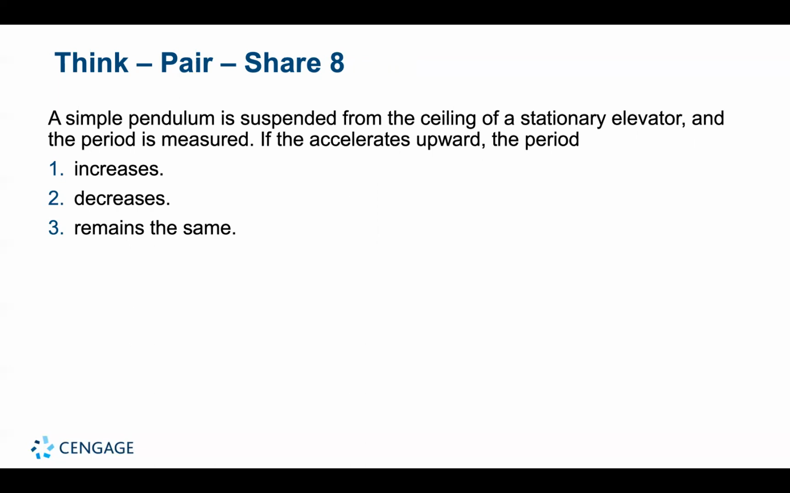So once again, same pendulum in an elevator. And the question is, if it accelerates upward, the period, the answer is, decreases. Accelerating an elevator is equivalent to a gravitational field. Thus, if the elevator is accelerating upward, this is equivalent to an increased effective gravitational field magnitude g, and the period will decrease. Similarly, if the elevator is accelerating downward, the effective value of g is reduced and the period is increased.